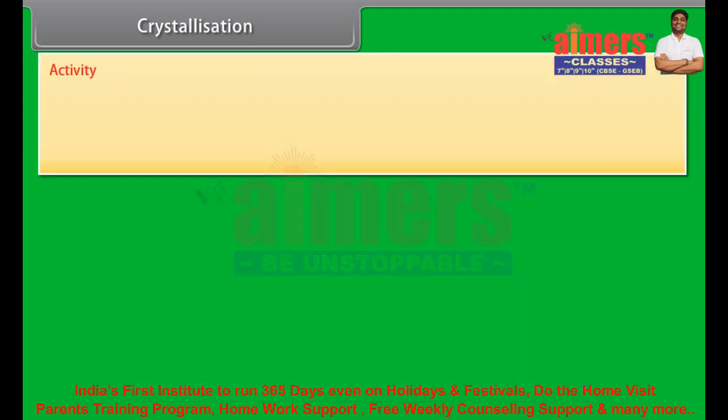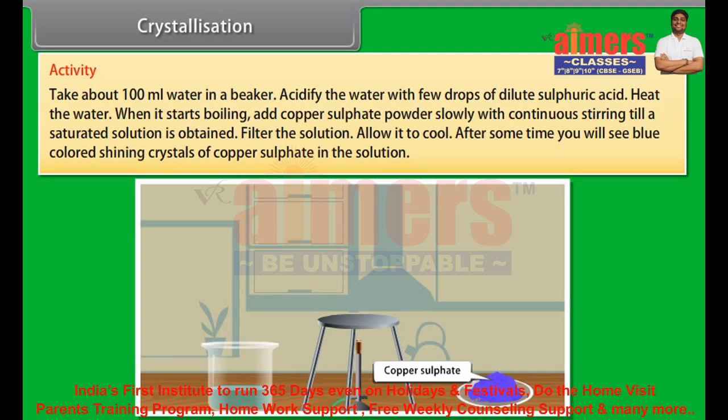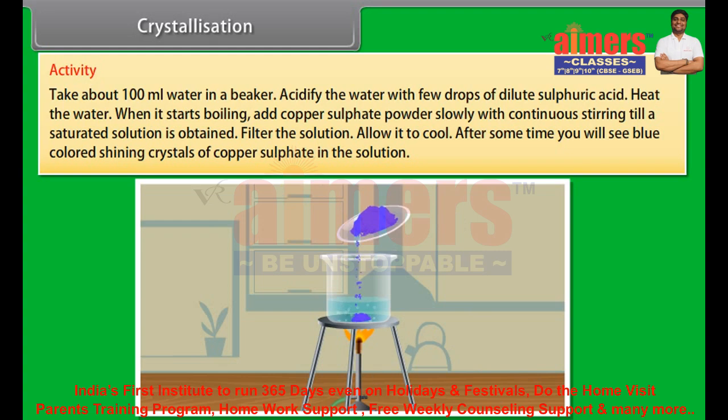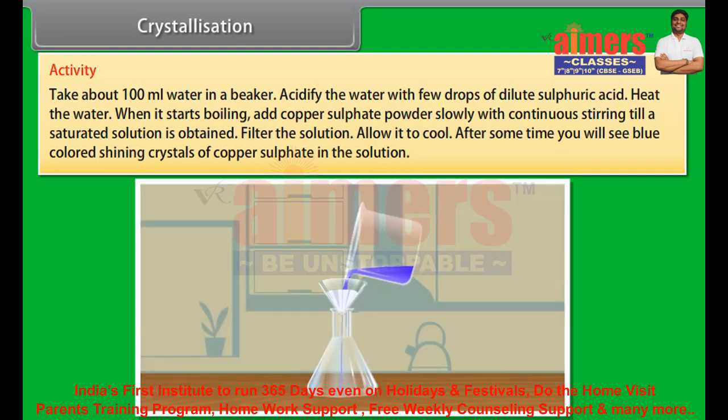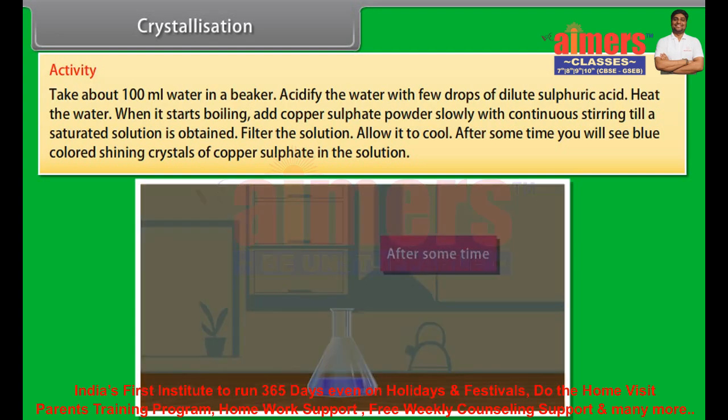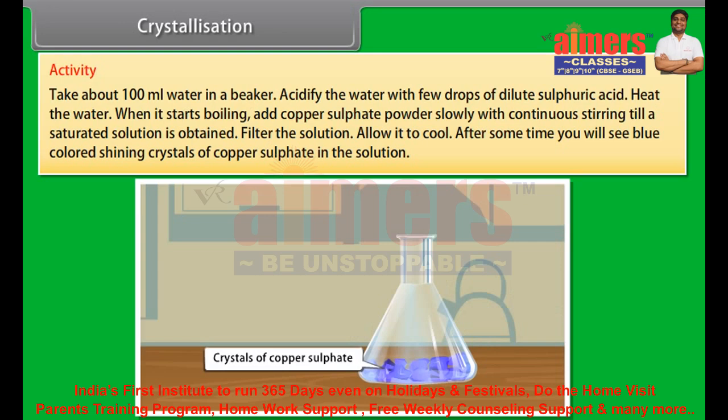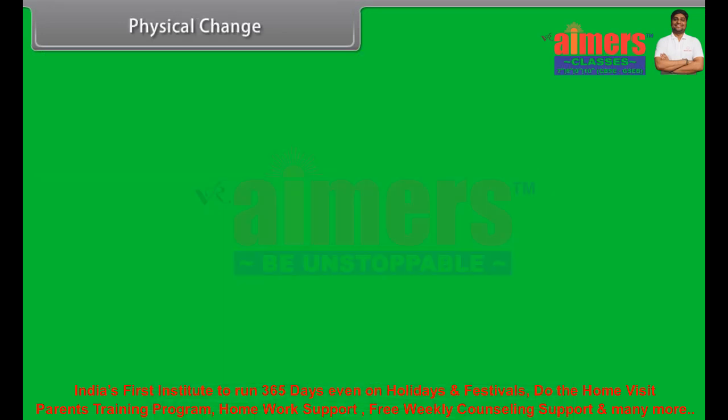Activity. Take about 100 milliliters of water in a beaker. Acidify the water with a few drops of dilute sulfuric acid. Heat the water. When it starts boiling, add copper sulfate powder slowly with continuous stirring till a saturated solution is obtained. Now filter the solution. Allow it to cool. After some time you will see blue-colored shining crystals of copper sulfate in the solution.